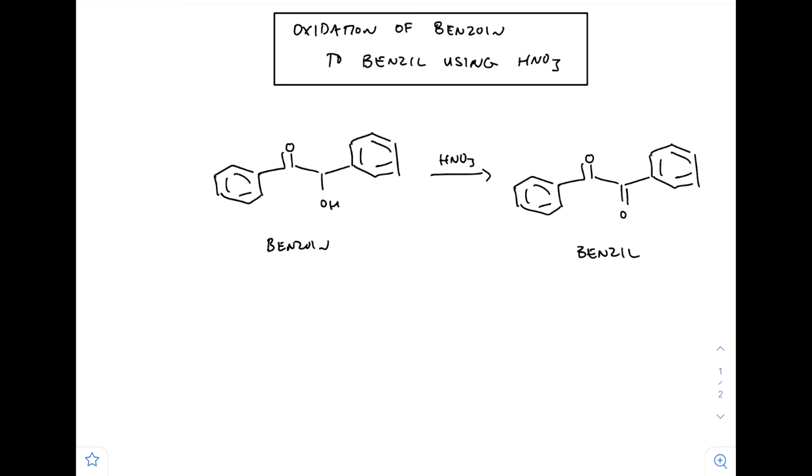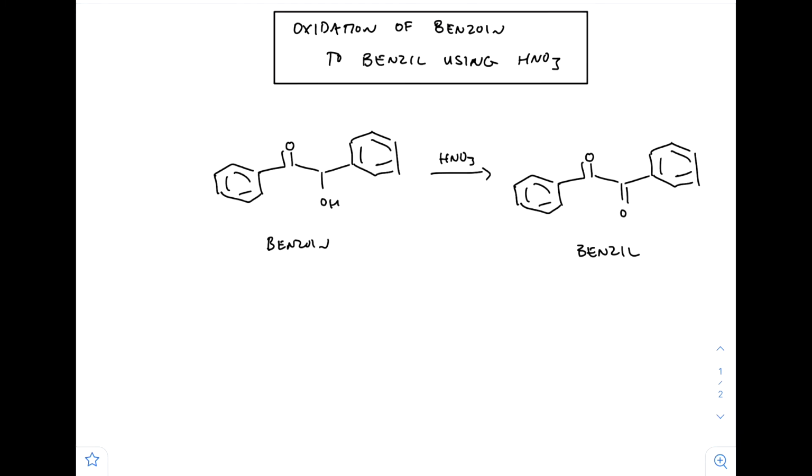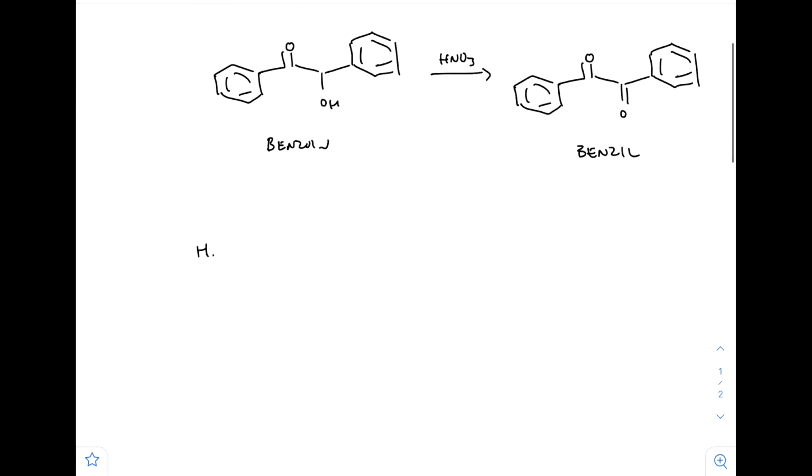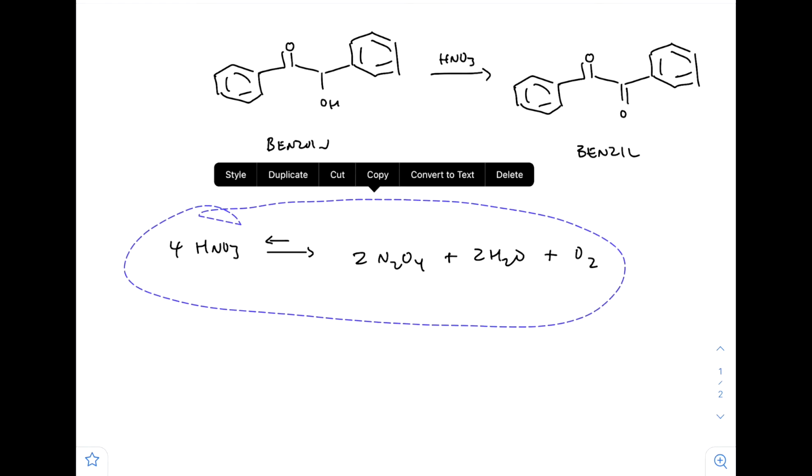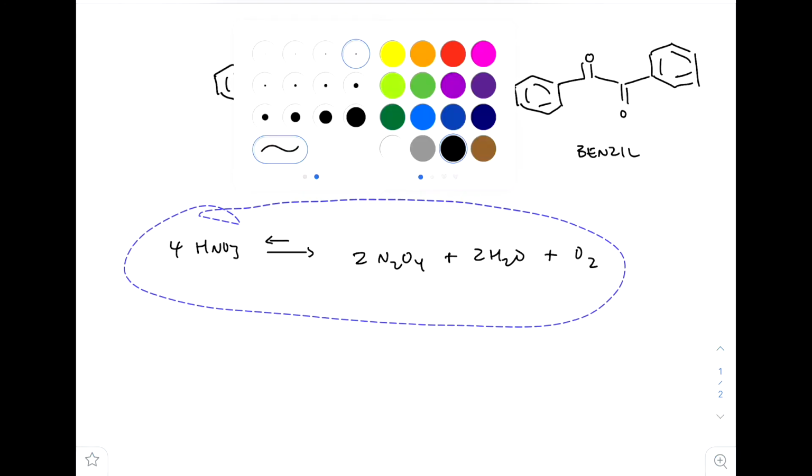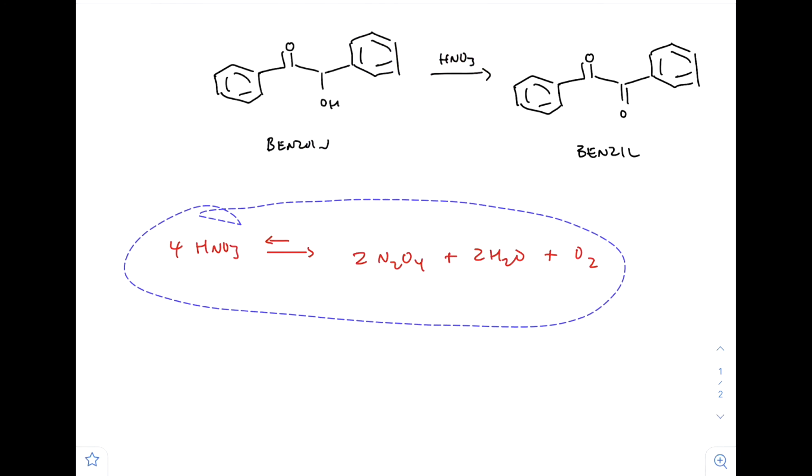the nitric acid does break down thermally because it's not very stable. And so you could have a scenario where we have 4 HNO3 forming 2 N2O4, 2 waters, and then oxygen. Okay, so this right here just kind of shows you that with a little heat, you can break that thing down. I'm going to put that in red, okay?